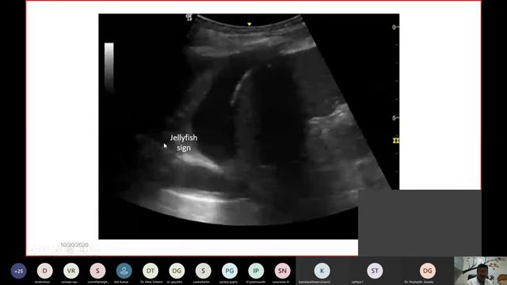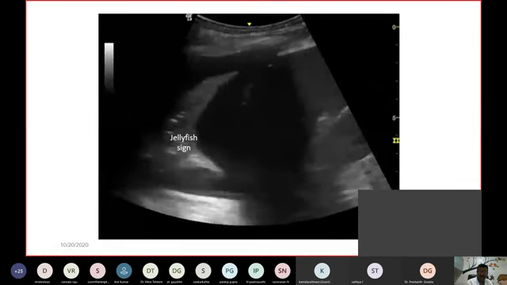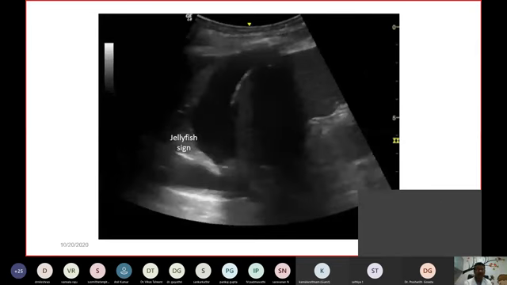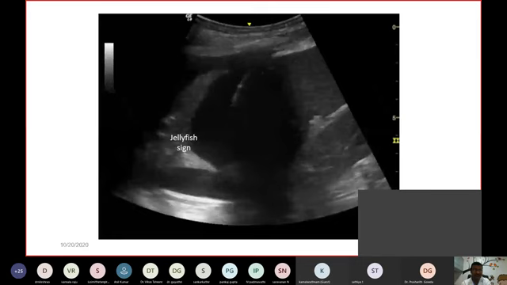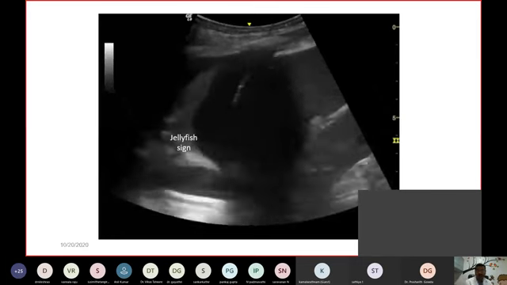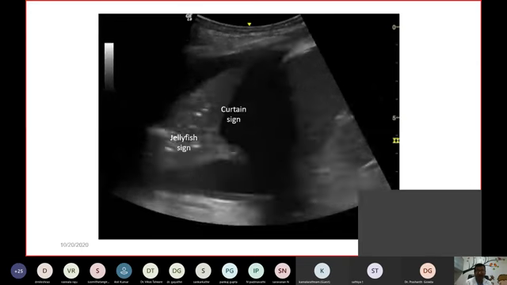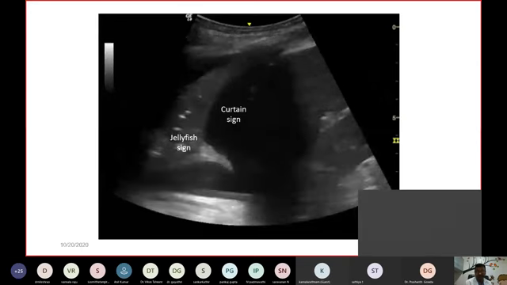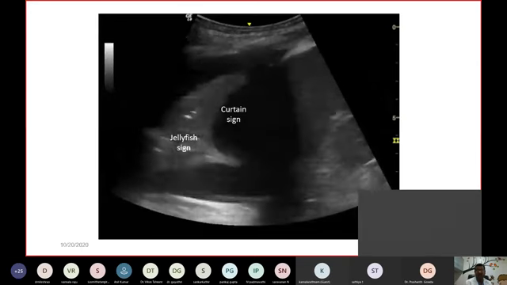Second thing, now you see what happens with inspiration. The bad lung or the effusion-filled lung is going to cover the diaphragm. So you can't see the diaphragm here. With inspiration, you are not able to appreciate the diaphragm. This is what we call a curtain sign.